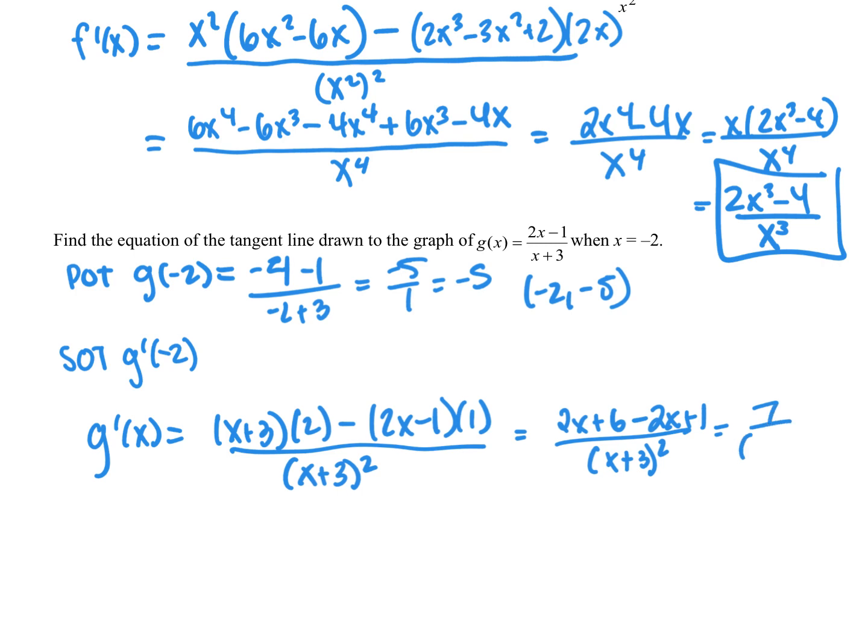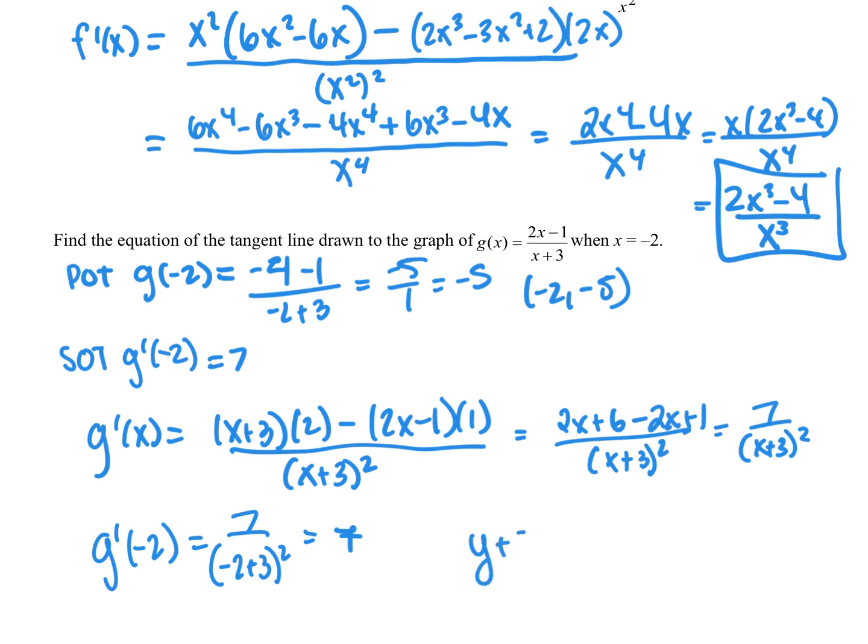So go ahead and simplify it down on your own. Should be 7 over x plus 3 squared when you simplify it down. So that's our derivative. And then we want the derivative at -2. So now we can plug in -2, and we'll get 7 for the slope. So now we can write the equation of our tangent line: y plus 5 equals 7 times x plus 2.